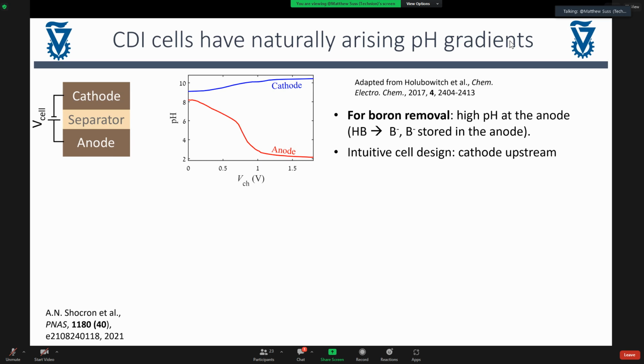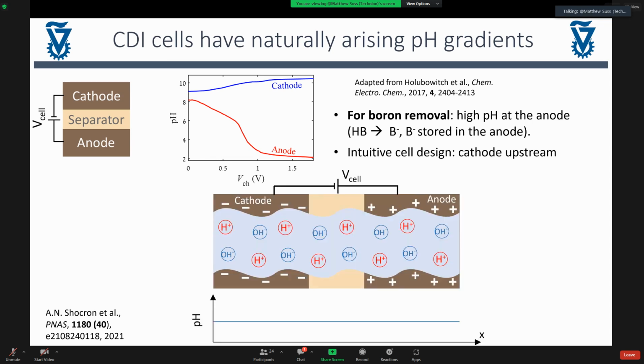Well, if we have high pH at the anode, if we can get a high pH zone in our anode, that's perfect, because in that high pH zone, we can dissociate boric acid, and the B- ion can be stored at the anode. So we can do simultaneous dissociation and storage if we have a high pH zone in our anode. So how do we do that? Intuitively, you might say, well, the cathode has a high pH, so why don't we put the cathode upstream? We'll push that high pH into the anode, leaving a high pH zone near the cathode side of the anode, and we can dissociate boron and electrosorb the boron anion. So that's intuitively what you think might happen.